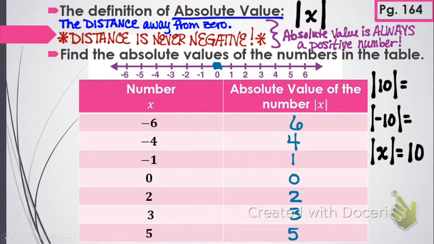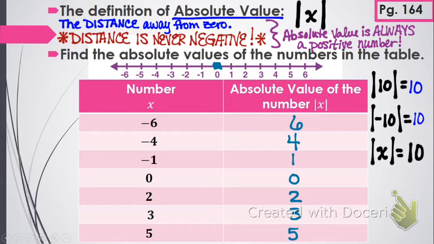So wouldn't that be negative 10? Absolute value is the distance away from 0. So if I'm standing at 10 on the number line, how many hops would it take me to get to 0? 10 hops. If I was standing at negative 10 on the number line, how many hops to get to 0? 10.